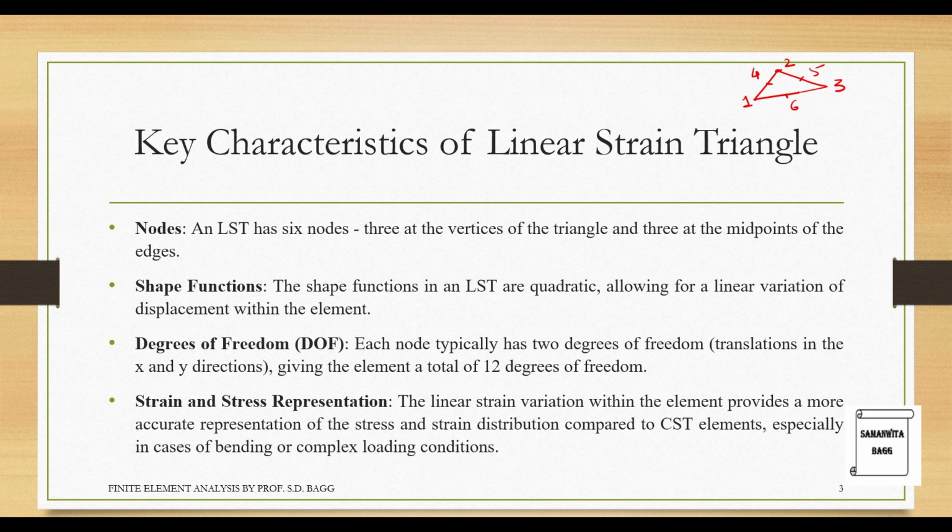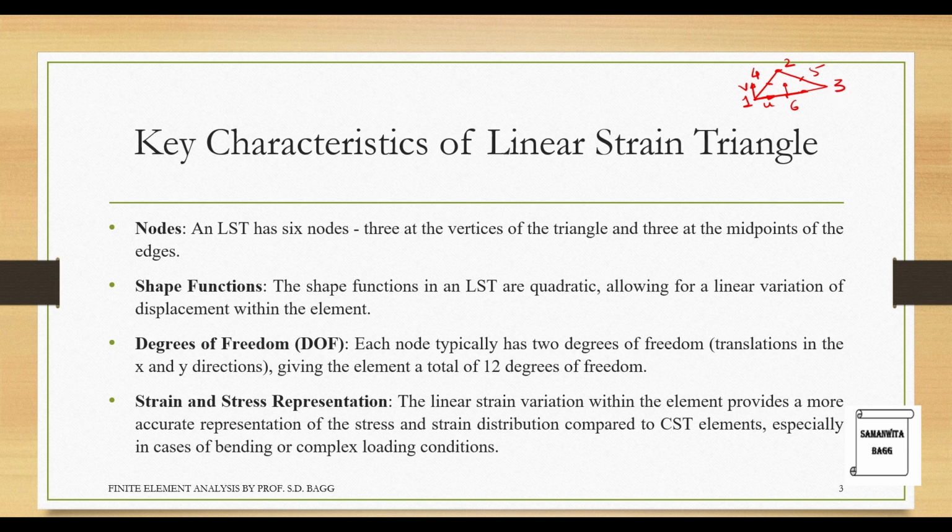Shape functions. The shape functions in an LST are quadratic, allowing for a linear variation of strain within the element. Degrees of freedom. Each node typically has 2 degrees of freedom, translations in the x and y direction. So suppose you are talking about node 1, here 1 will be along this axis and 1 along the y axis. So this is v and this is u. Similarly, for each node you will have 2 translatory motions, giving the element a total of 12 degrees of freedom. The reason is each node has 2, so 6 into 2, 12 degrees of freedom.